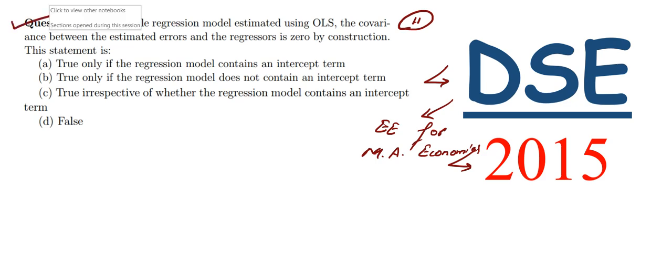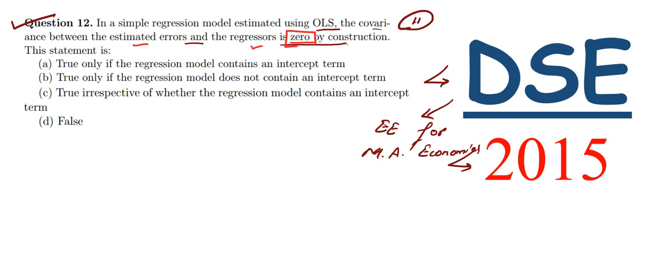Question 12 says: in a simple regression model estimated using OLS, the covariance between the estimated errors and the regressors is 0 by construction. This says that there is no relationship between our estimated error and the regressor, so the difference between them is 0. So the statement is okay.